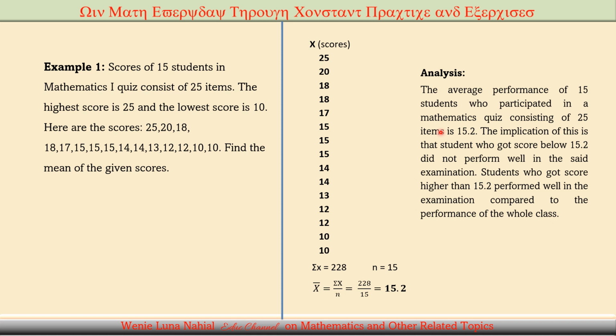So our analysis states that the average performance of the 15 students who participated in a mathematics quiz consisting of 25 items is 15.2. The implication of this is that a student who got a score below 15.2 did not perform well in the said examination. Students who got a score higher than 15.2 performed well in the examination compared to the performance of the whole class.